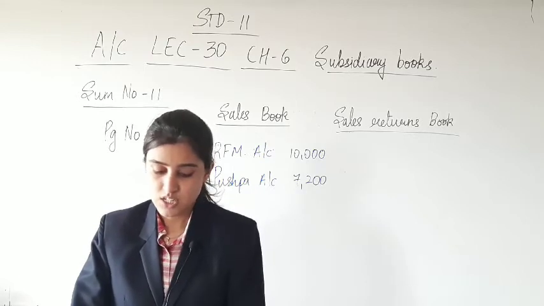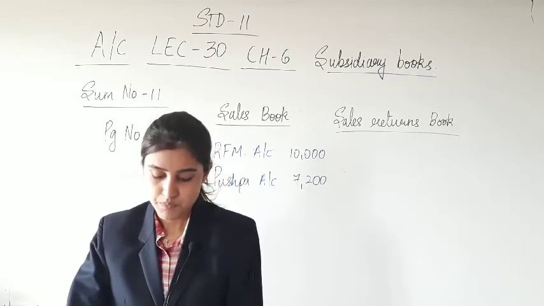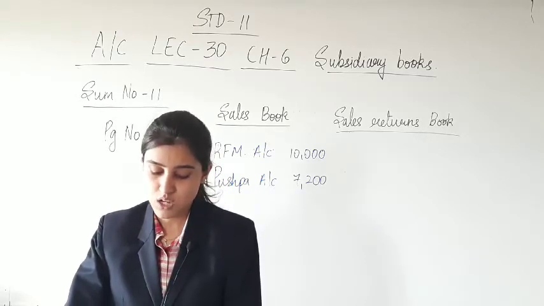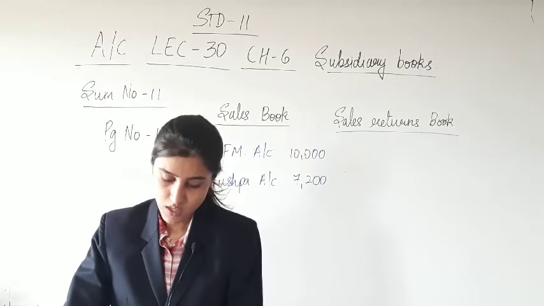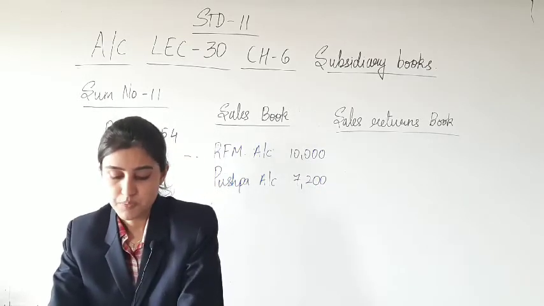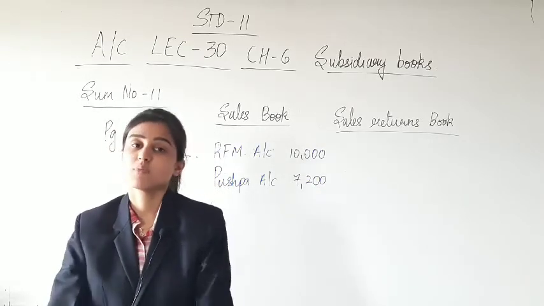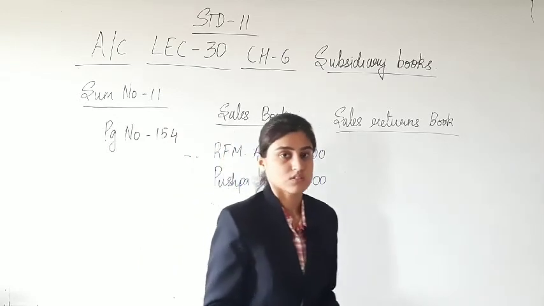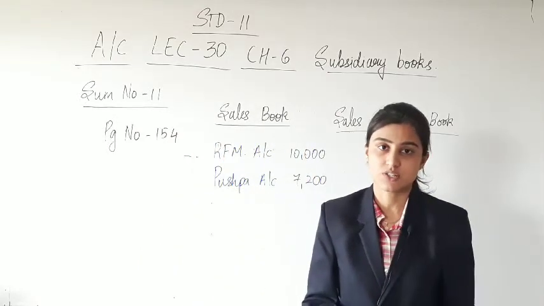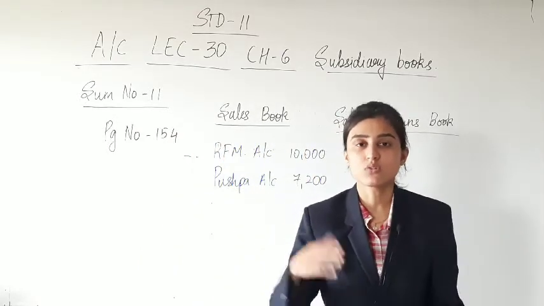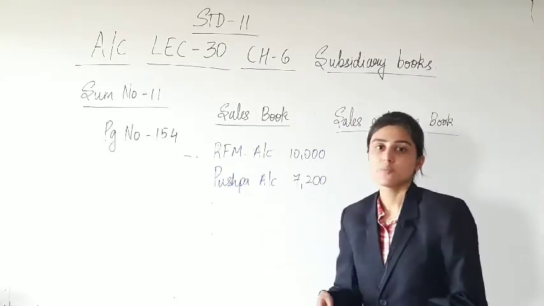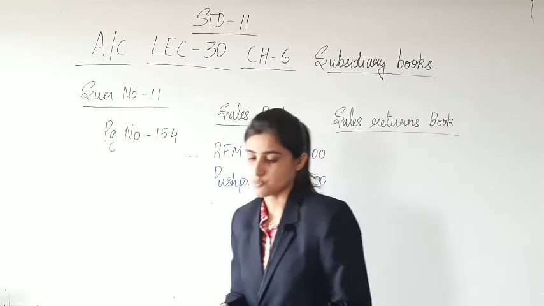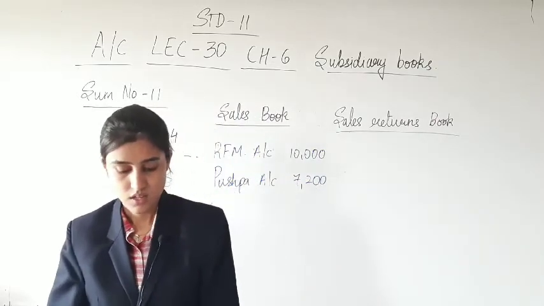The next transaction on 12th of September, goods of rupees 4,000 sold at 10% trade discount and 5% cash discount. Goods have been sold to whom, the name of the party is not mentioned. So of course this is a cash transaction. So you will be writing down a note here that cash transaction or cash sales will be recorded in cash book.